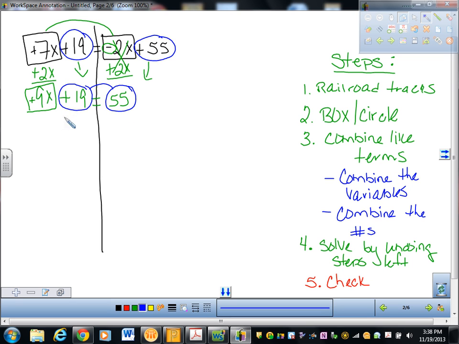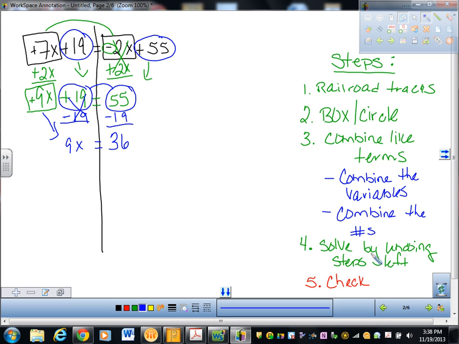So we're going to get this 19 out by doing the opposite of the addition, which is subtraction. So subtract 19 from both sides. And when we subtract 19 from both sides, this cancels out, and this gives me 36. And I still have that left over. Didn't do anything with that, so we'll bring that 9x down.